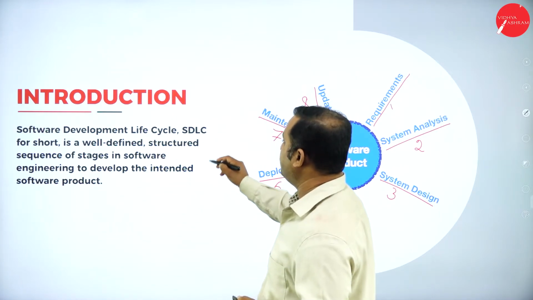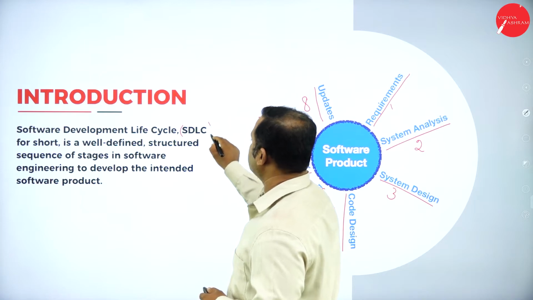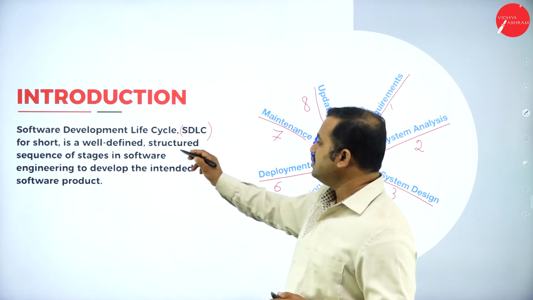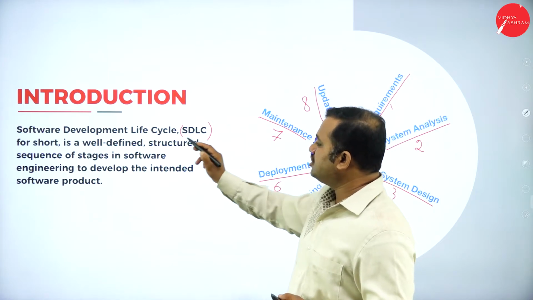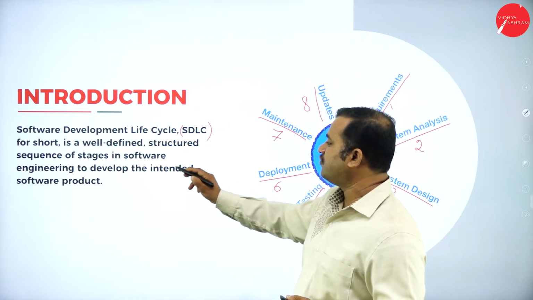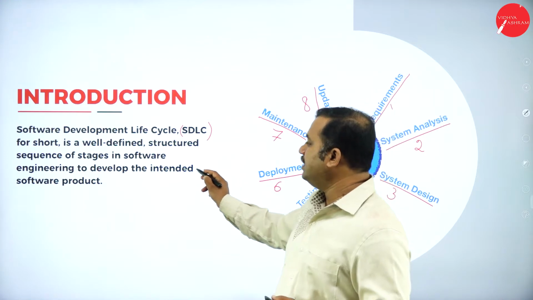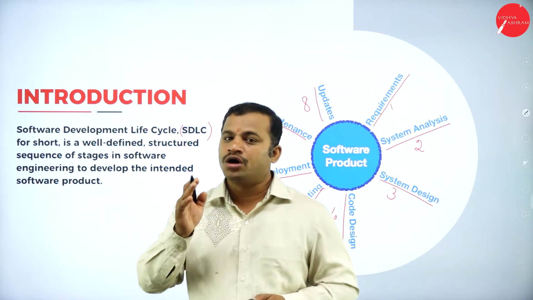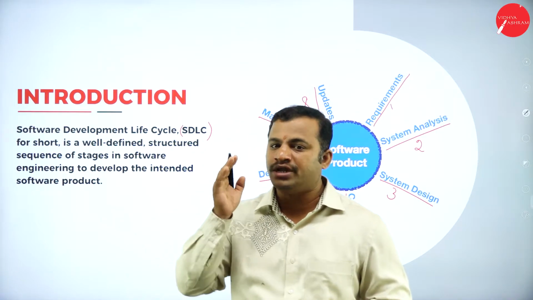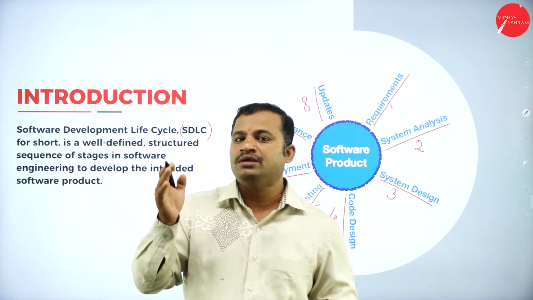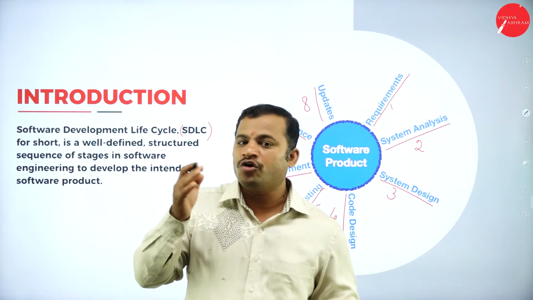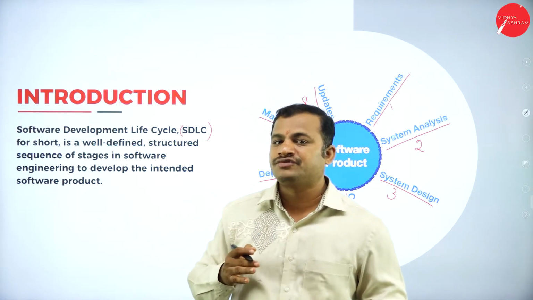The software development lifecycle, in short, is also called SDLC. The SDLC is a well-defined, structured sequence of stages in software engineering to develop the intended software product. That is, the software product or any of the applications which you develop needs to be developed in a well-defined, systematic manner by following the software development lifecycle phases.